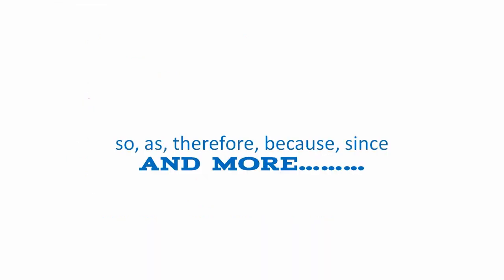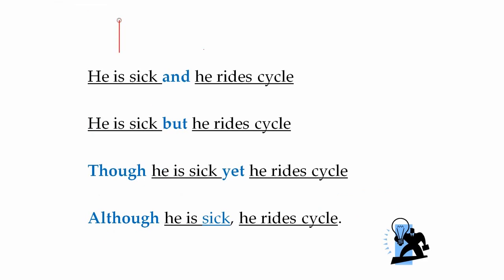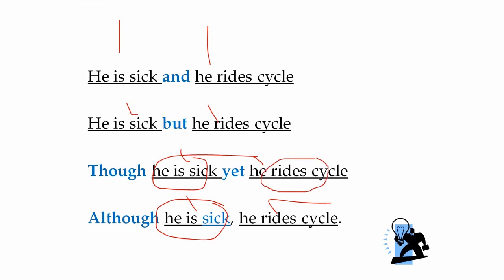So and the other conjunctions, as you know from the conjunctions video, we can include in this list. So when you see a conjunction within a sentence, this is how you'll do the MMN segmentation for that. All right, so important, we must consider segmentations for two sentences when you see conjunctions. So this is sentence one, this is sentence two. We do MMN separately for this sentence and for that sentence. We do segments for this and also we do segments for these sentences also. How we do segmentation we have not covered yet, but just remember that when you have a conjunction in a sentence, we do segmentation independently for the two sentences.